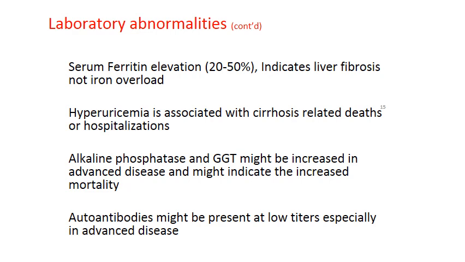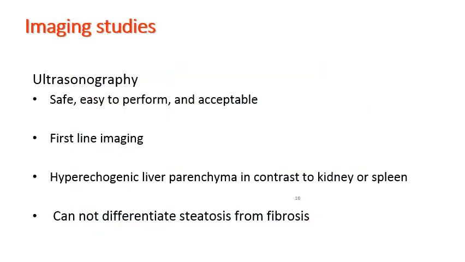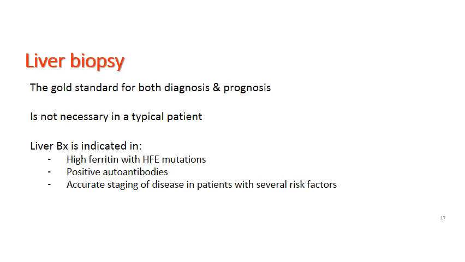Autoantibodies might be present at low titers, especially in advanced disease. But as we said, all of these are non-specific. What about imaging studies? Well, ultrasonography, which is safe, easy to perform, and acceptable, is the first line of imaging, as it shows a hyperechogenic liver. It appears whitish in the ultrasound, the hyperechogenic liver parenchyma, in contrast to the kidney or the spleen. But ultrasound cannot differentiate steatosis from fibrosis.